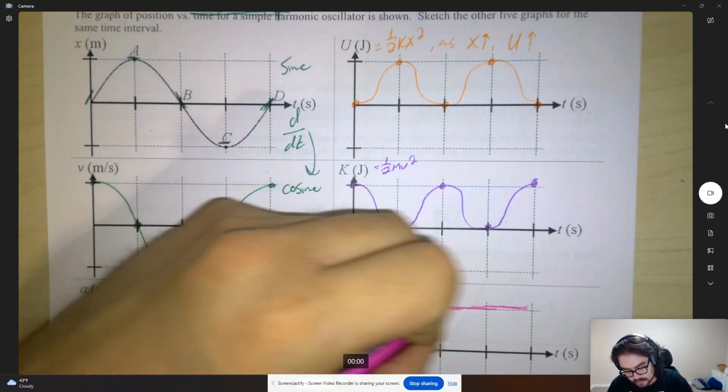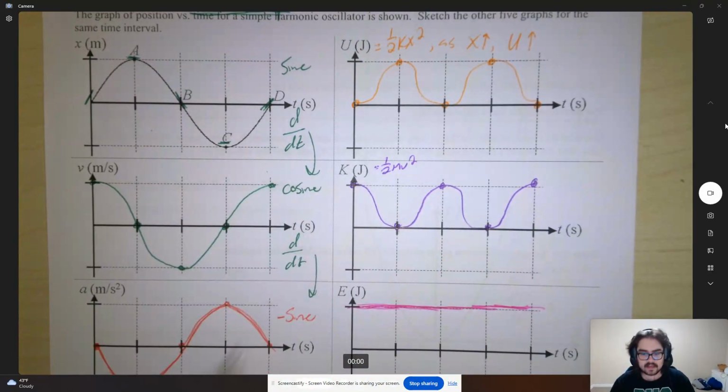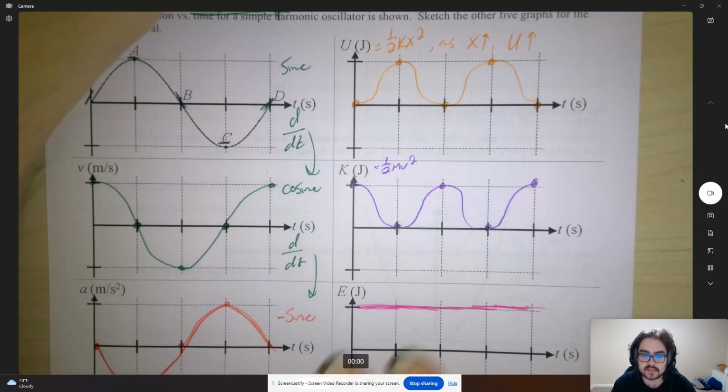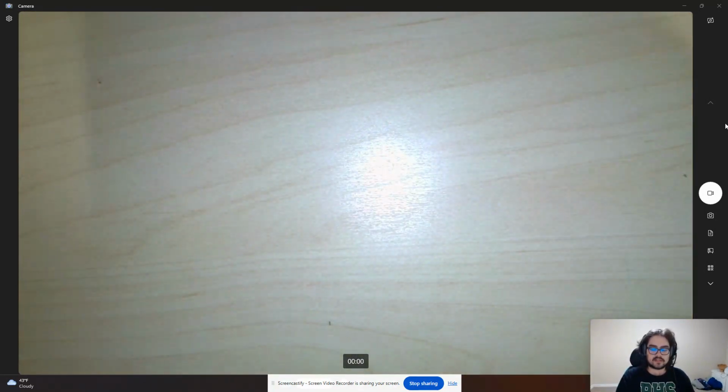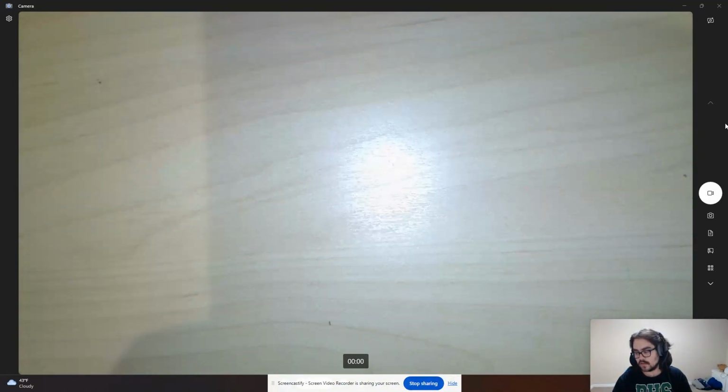There should just be a flat line at a constant value because we're not losing any energy and we're not gaining any energy in the system. We don't have any unbalanced external forces that can do that for us.